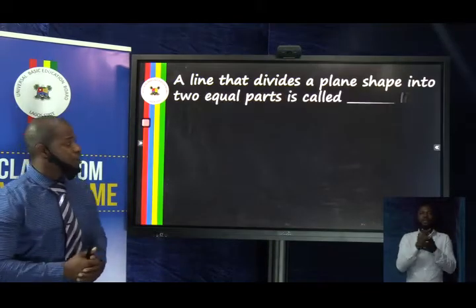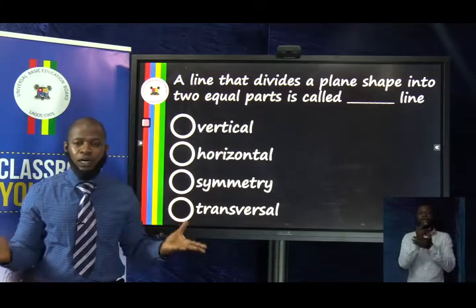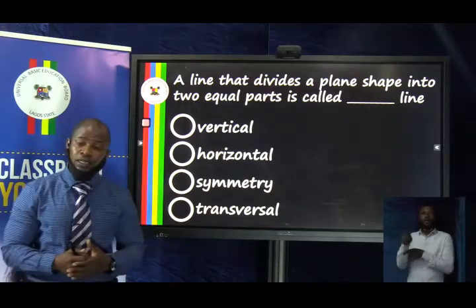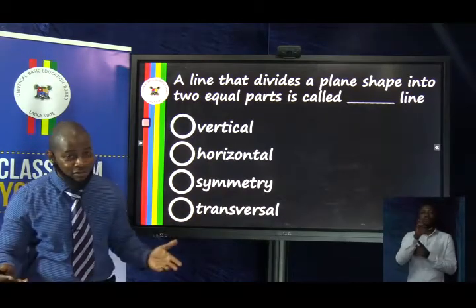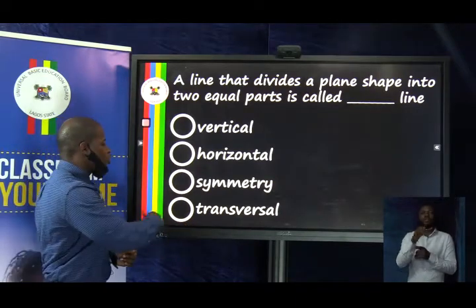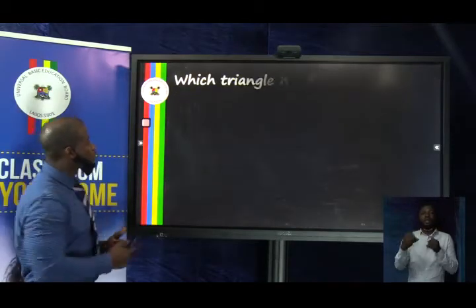A line that divides a plane shape into two equal parts, what do we call that line? Is it a vertical line, a horizontal line, a symmetry line, or a transversal line? Did I hear you correct, symmetry? Then you are correct. The correct option there is the symmetry line. Now let's move on to the next question.